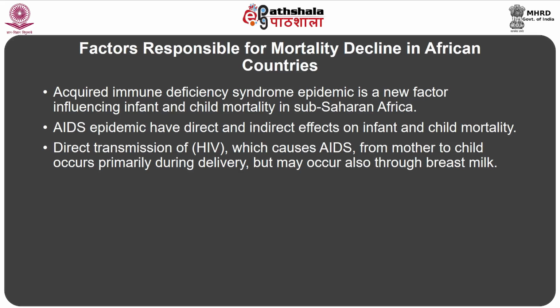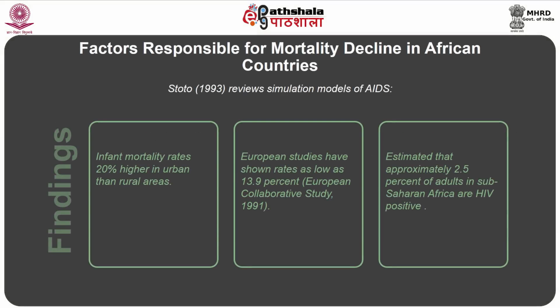The direct transmission of the human immunodeficiency virus, HIV, which causes AIDS, from mother to child occurs primarily during delivery but may occur also through breast milk. Stato 1993 reviews simulation models of AIDS and finds that infant mortality rates are occurring more in urban areas, to the extent of 20% in urban areas than in rural areas.